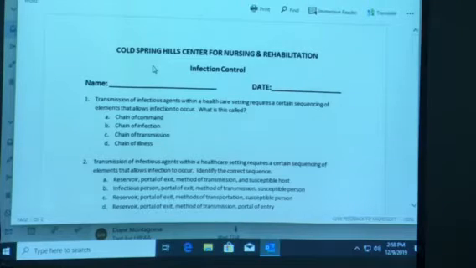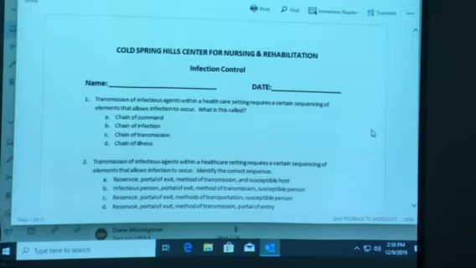Infection control test. Question number 1. Transmission of infectious agents within a healthcare setting requires a certain sequencing of elements that allow infection to occur. What is this called? A, chain of command. B, chain of infection. C, chain of transmission. D, chain of illness.